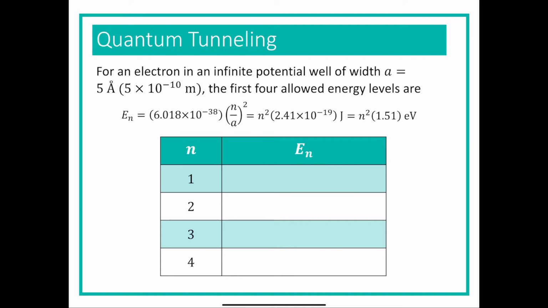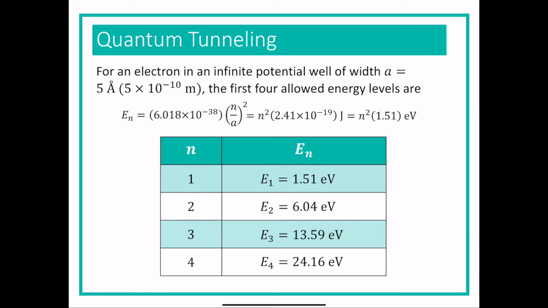So it's just n squared times 1.51 electron volts. So the first energy level is 1.51 electron volts. The second one, we would multiply that by 4, because that's 2 squared. We'd multiply it by 9 to get number 3, and we would multiply it by 16 to get number 4.